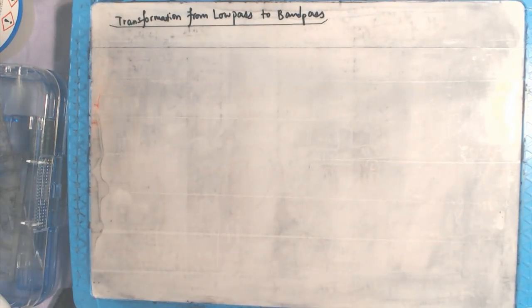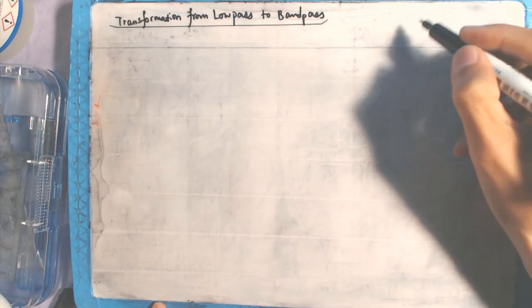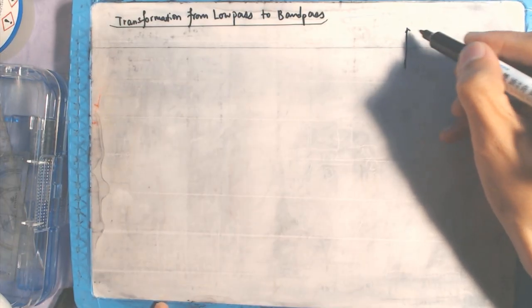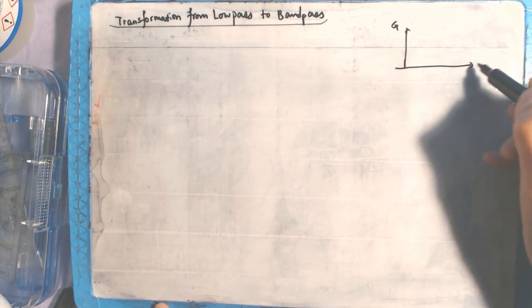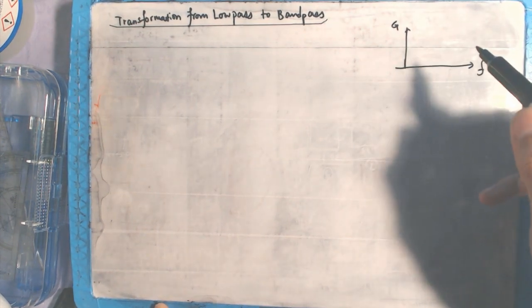Hello everyone. In this video, I'm going to discuss the issue related to transforming a low-pass filter to a bandpass filter. You already know the bandpass filter. You have the filter gain, and this is the frequency axis. So this may be your bandpass filter.